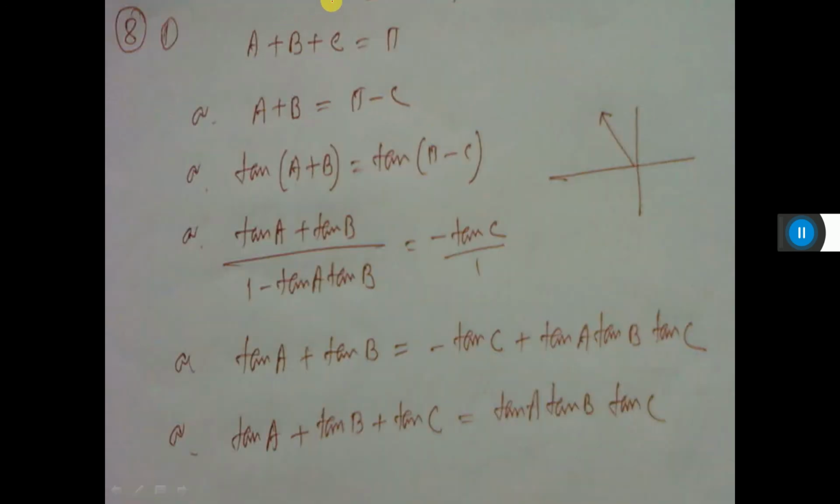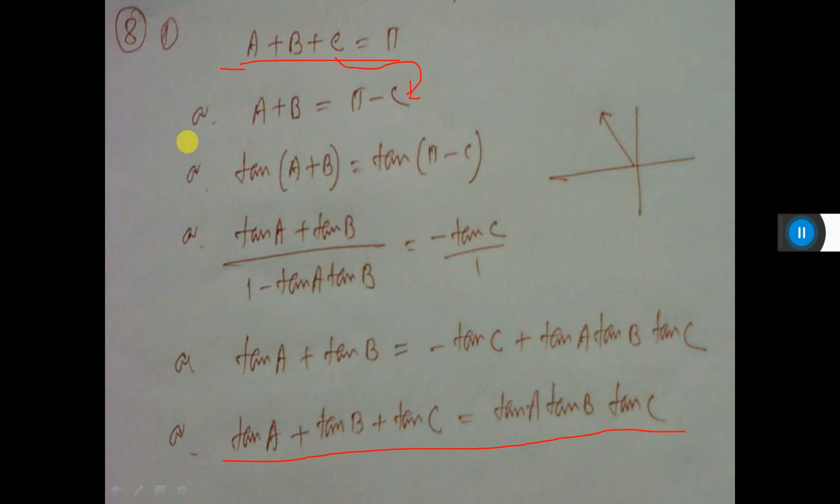Now it is given that A plus B plus C is equal to pi, then prove that tan A plus tan B plus tan C equals tan A tan B tan C. So you start from there. C you send to the right side, this side plus, that side it will be minus. Now take tan on both sides.